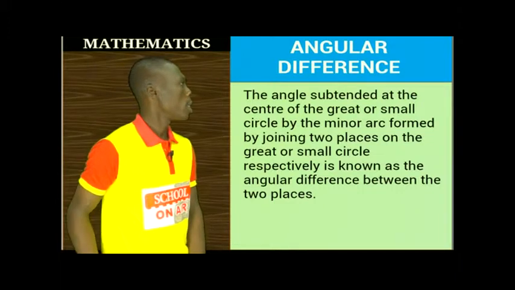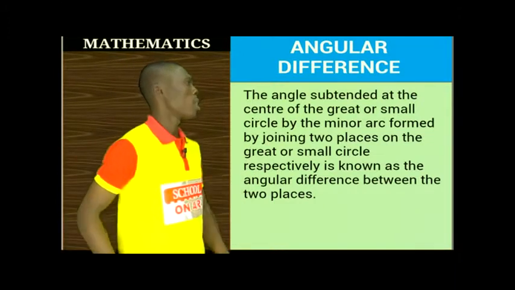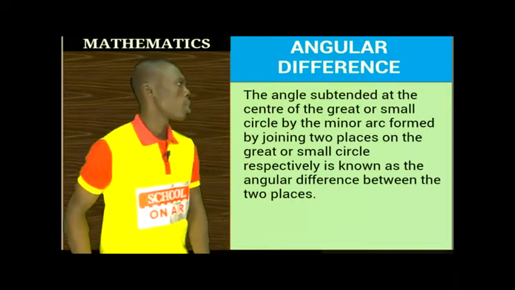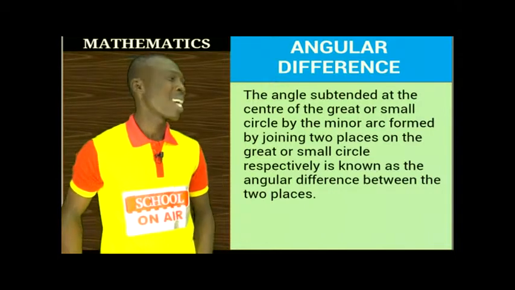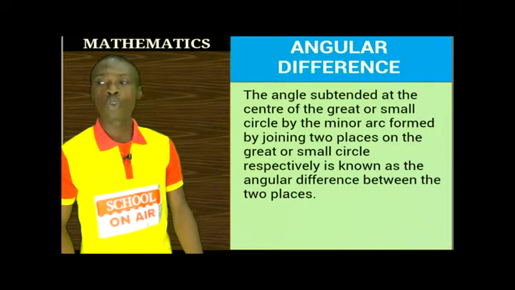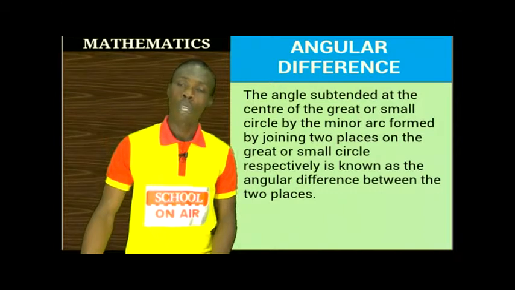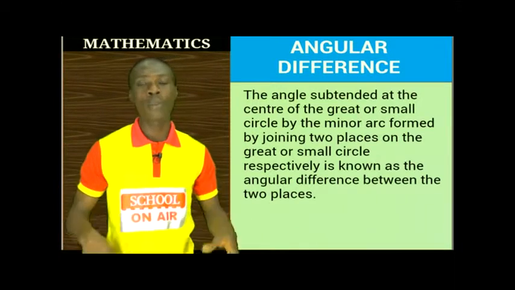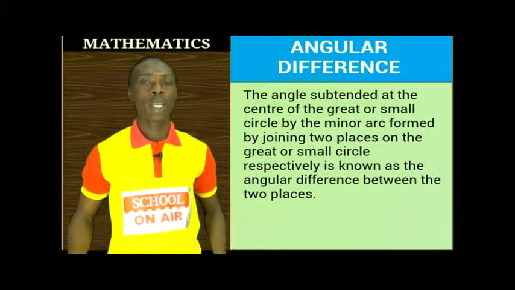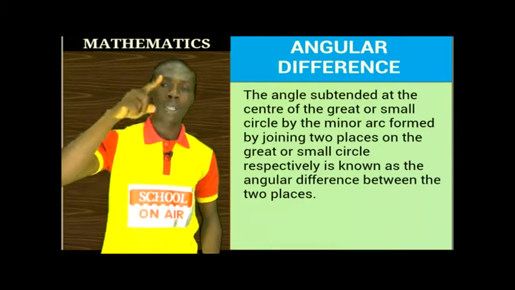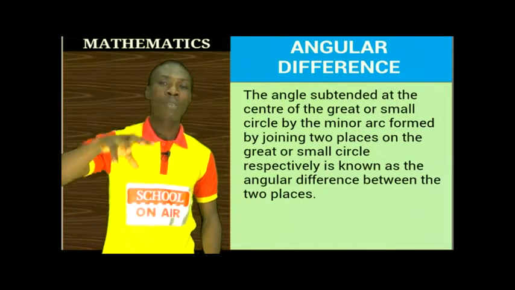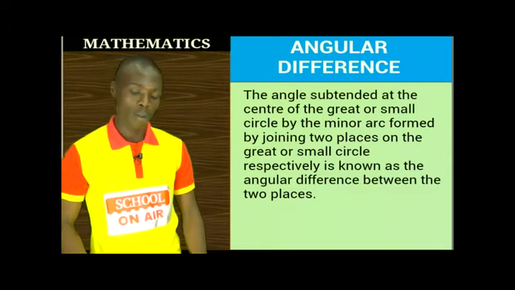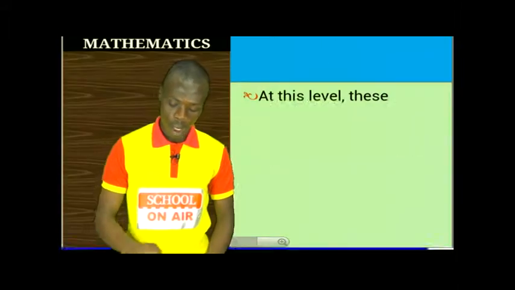So we say the angle subtended at the center of the great or small circle by the minor arc formed by joining two places on the great or small circle respectively is known as the angular difference between the two places on the Earth. When you have two positions on the Earth's surface, and each one is drawn to the center of the circle, each subtends a different angle. The angle made when the two are joined at the center of the circle is what we call the angular difference of the two positions on the Earth's surface.